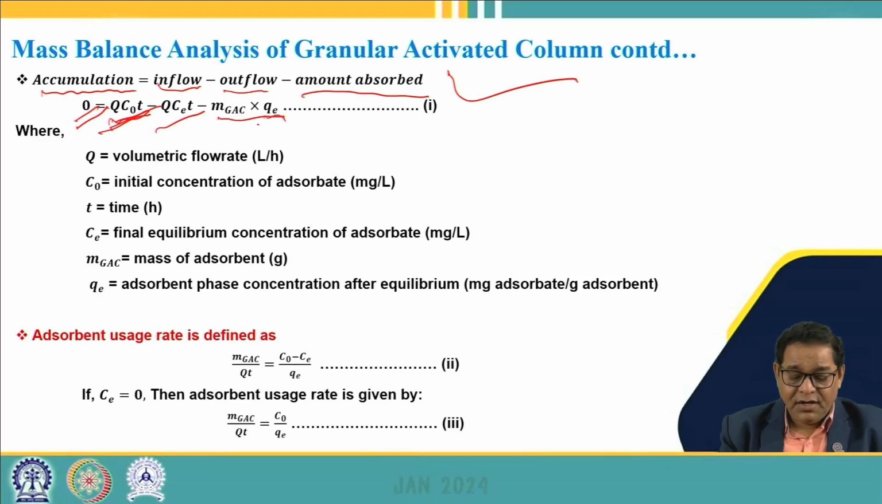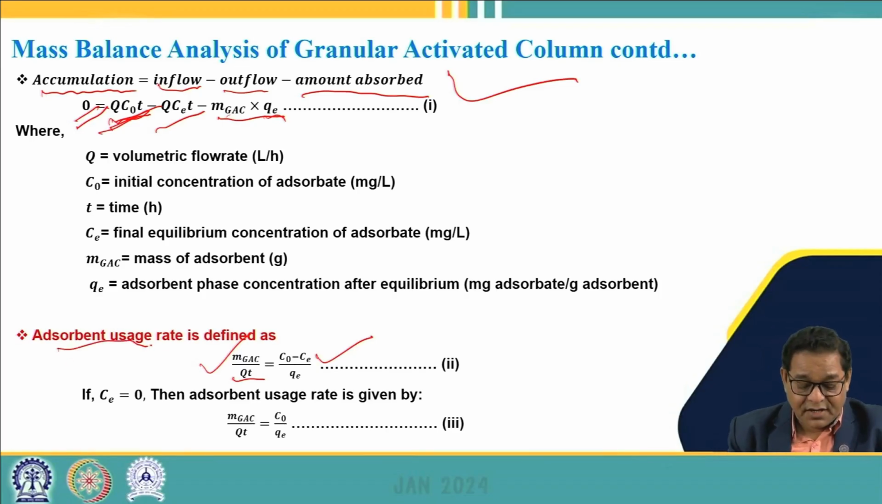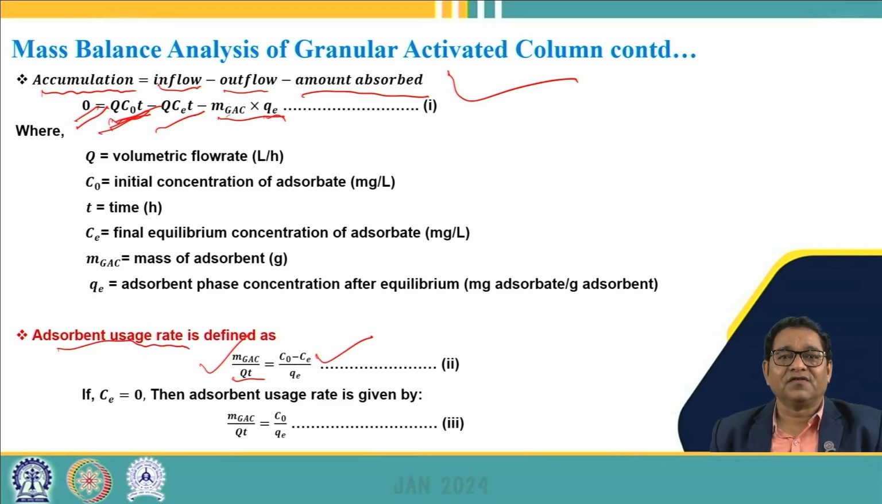So if we further solve this equation, what we will get is MGAC divided by QT, and this will be equal to (C0 minus CE) divided by QE, which is defined as the adsorbent usage rate. So adsorbent usage rate is basically defined as the amount of adsorbent being used per unit volume of wastewater. So this is equal to (C0 minus CE) divided by QE.